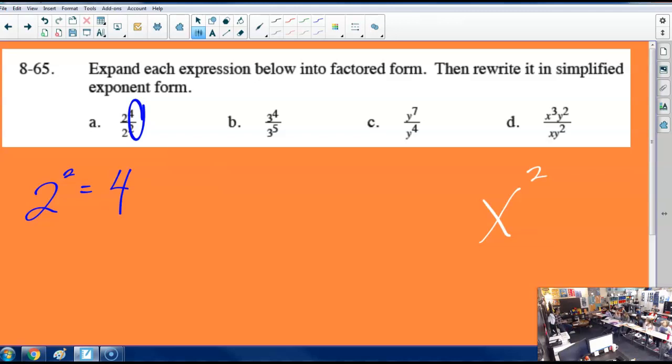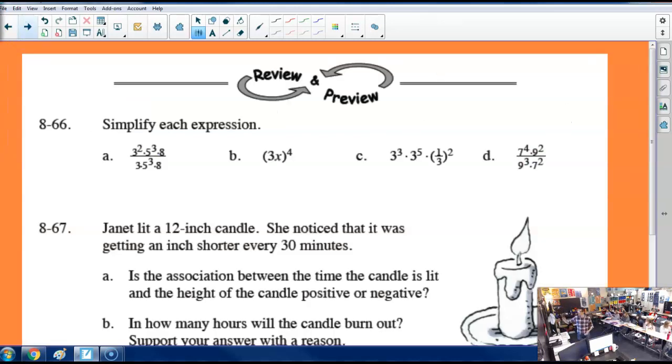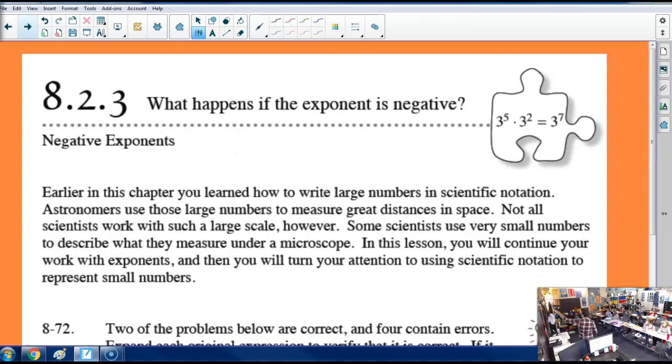Henry? For some reason, I'm not seeing this problem on my paper. Oh, it's not. We're just reviewing problems that we didn't get to in the other lesson, because we were trying to. Remember, we got delayed on Wednesday. So that was the last question from the Wednesday lesson. Not the last one I was trying to get to, but that's the last one from 822. So now we're in 823, actually. So pull out your 823 worksheet.